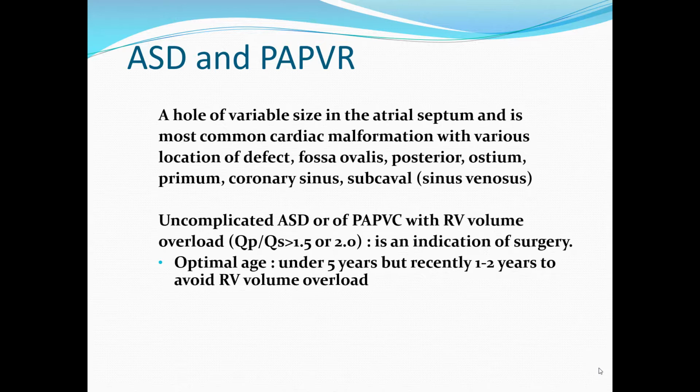The location of ASD may be in the fossa ovalis, maybe posterior rim or ostium primum, maybe coronary sinus or sinus venosus type of ASD. Uncomplicated ASD or PAPVC with the RV volume overload.